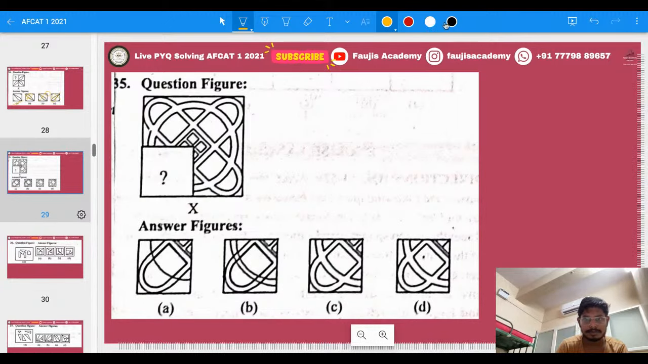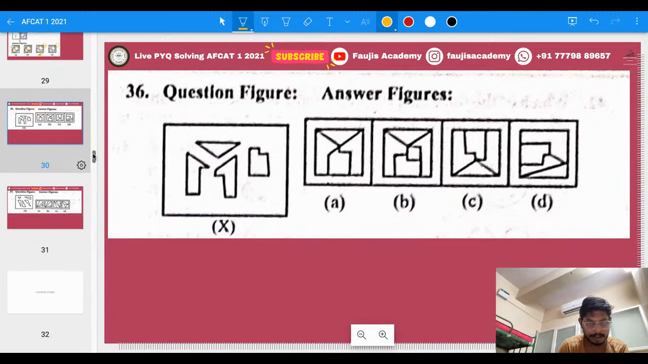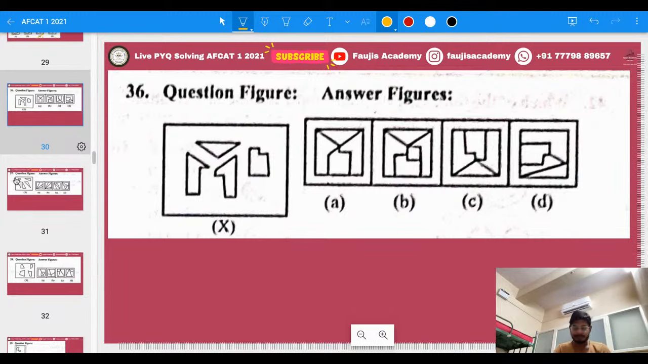35. Clearly A is not the answer, B is not the answer. Between C and D we have to be careful. The only difference is this particular part: we cannot have a single line like this, we'll have to have a double line like this to make it complete. One line will be for this square, another one for this square. So 35, C is the answer. That's absolutely correct.